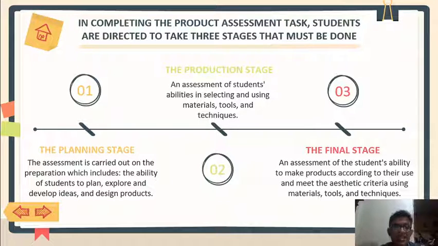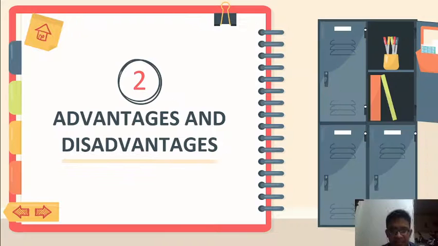And the second is the production stage. The production or product making stage includes an assessment of students' abilities in selecting and using materials, tools, and techniques. And the last is the final stage. The final stage includes an assessment of the student's ability to make products according to their use and meet the aesthetic criteria using material, tools, and techniques.